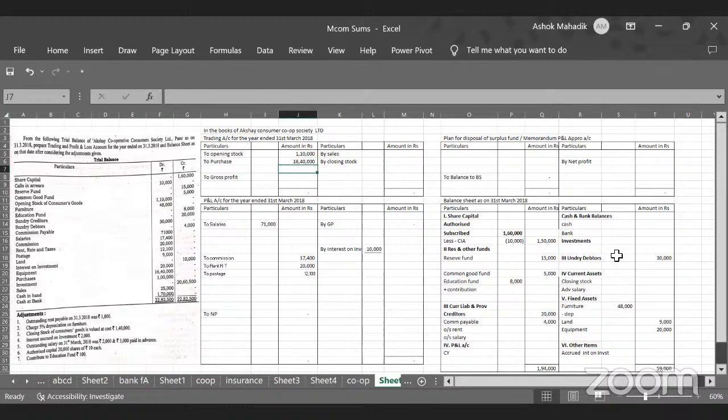Next, investment 1 lakh. Investment after cash and bank. Students, be careful while making balance sheet. The balance sheet has to be in this format, right? Okay. Investment is rupees 1 lakh. Then sales, go to trading account. 20,60,500.